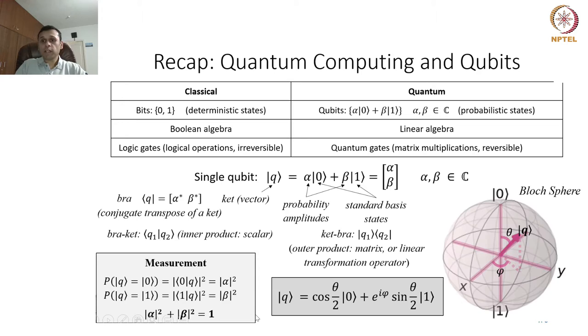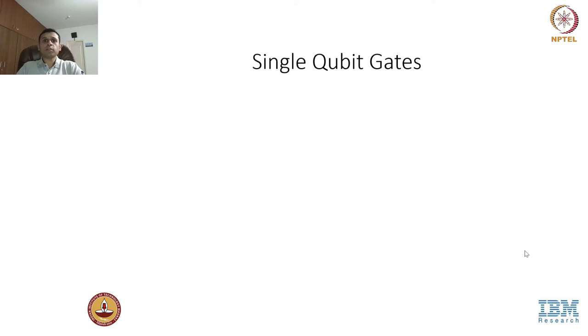We learned how to represent or visualize a qubit on a Bloch sphere, and we learned that a qubit can be represented in general terms using two angles: theta, which is the angle between the qubit vector and the z-axis, and phi, which is the relative phase of the qubit, and that's the angle between the qubit and the x-axis. Or in other words, you can also think of it as the qubit's rotation around the z-axis. All right, now diving into single qubit gates.